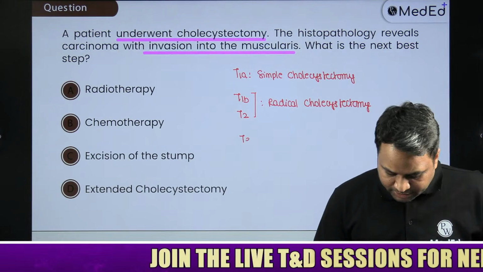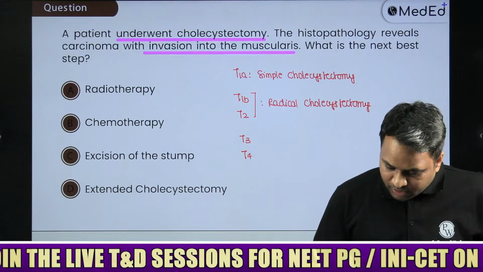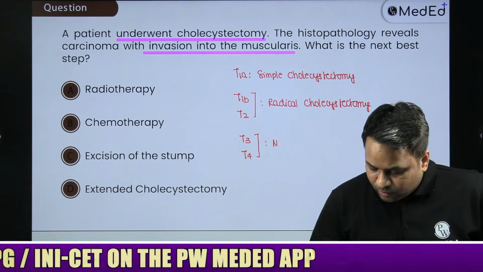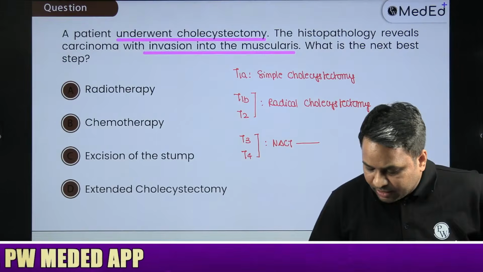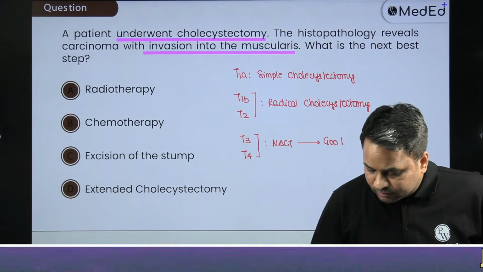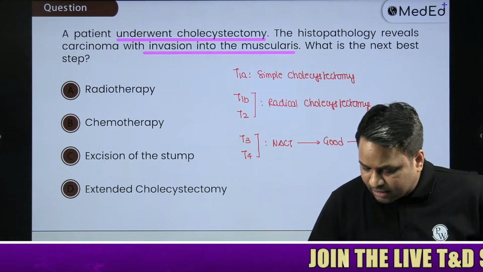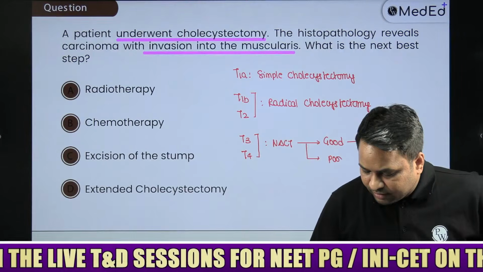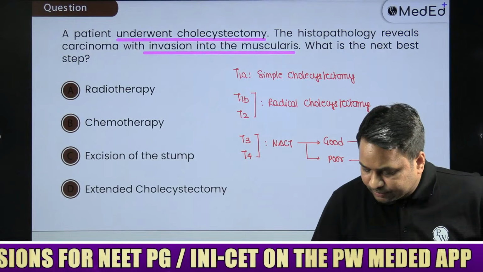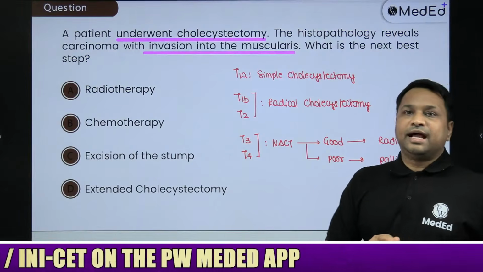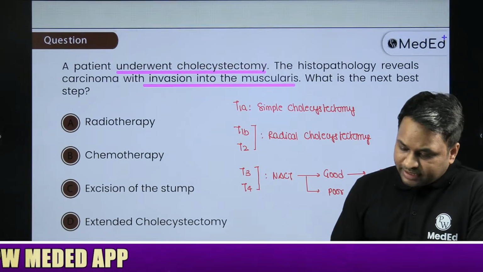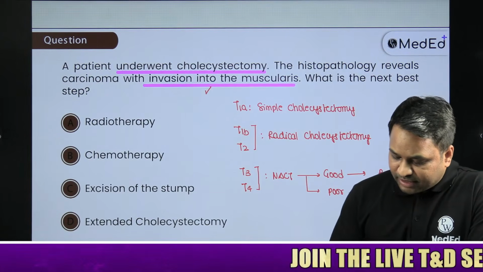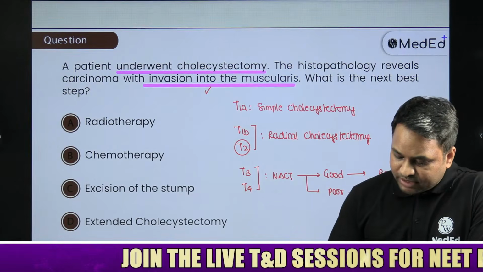Then you have a T3 disease and a T4 disease. For T3 and T4, we do a neoadjuvant chemotherapy. If it is having a good response, then I will do a radical cholecystectomy. But if it has a poor response, then we'll do a palliative management. This is the algorithm that we follow, right? Now, we are saying the histopathology reveals that there is involvement of the muscle. Involvement of the muscle indicates T2 disease, right? If there's a T2 disease, you can do a radical cholecystectomy.